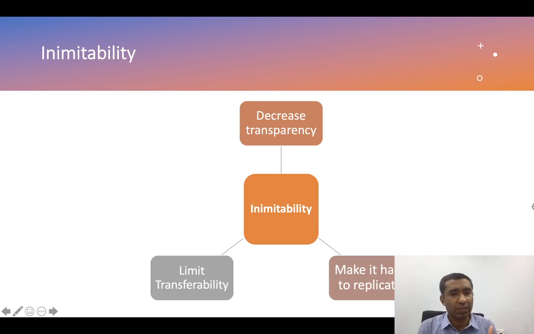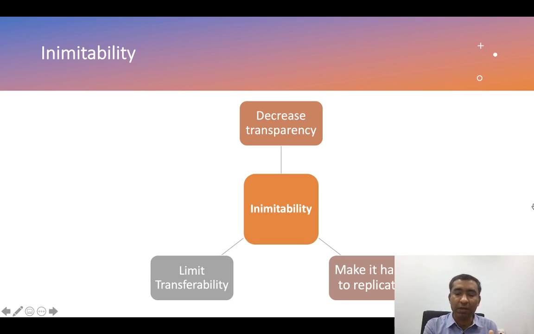Let me give you one example. For example, if you are working in a big car manufacturing industry and you are just working in the paint shop, you know nothing about the engines, nothing about the body, nothing about the interior. You know nothing, because the process has decreased the transparency.